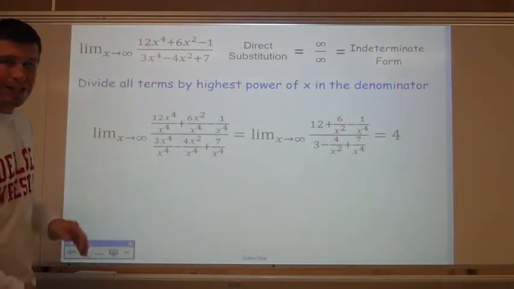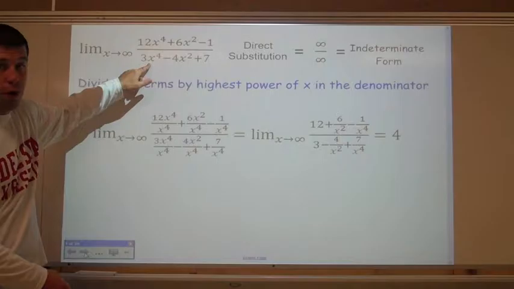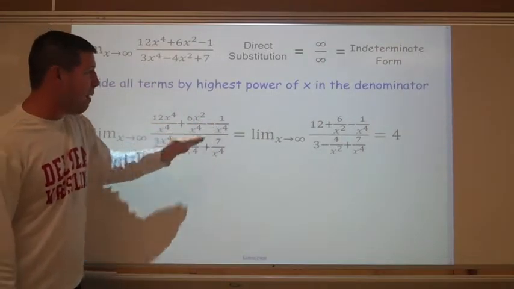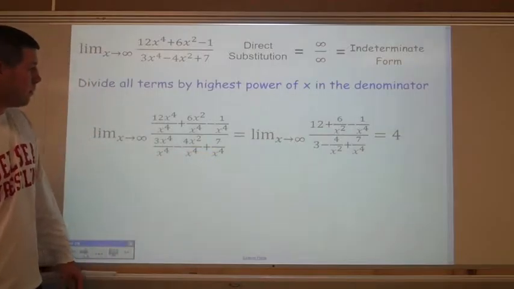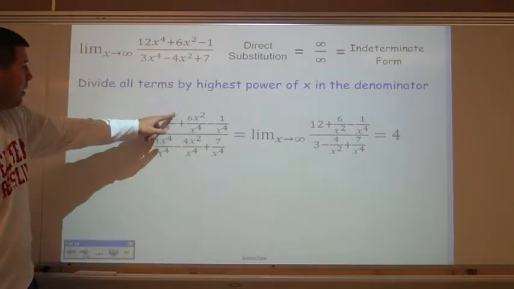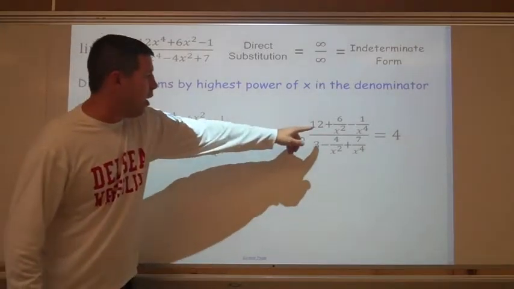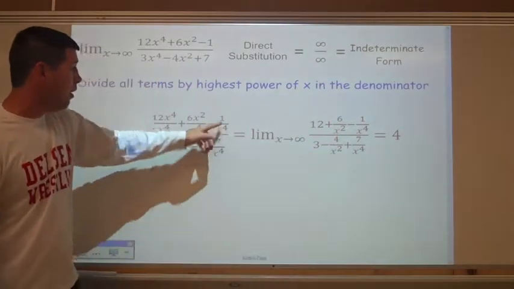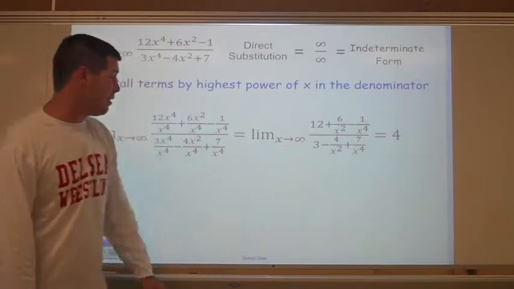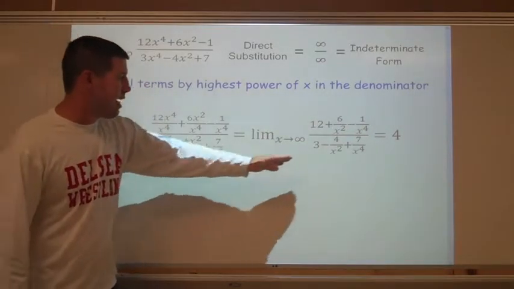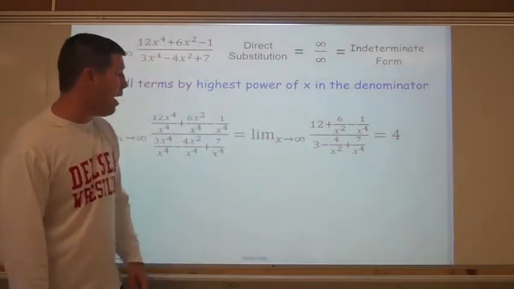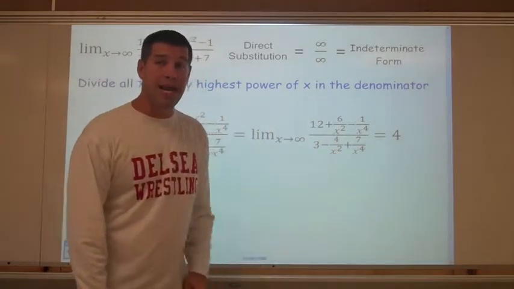So you go back through. This time we're going to divide everything by an x to the 4th, the highest power in the denominator. Divide each term by an x to the 4th. Simplify it. The x to the 4th cancel, you're left with a 12. The x's cancel, so you're left with a 6 over x squared. 1 over x to the 4th stays. Bottom, x to the 4th cancel, you're left with 3. The x's cancel, so you're left with minus 4 over x squared. 7 over x to the 4th stays.